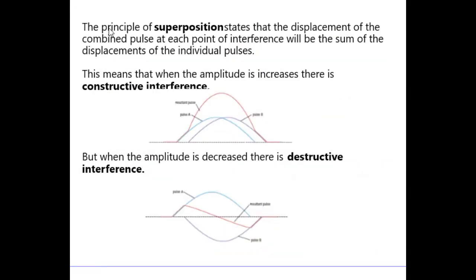So, the principle you need to know is something called superposition, which sounds really cool, superposition. But it states that the displacement of each combined pulse will be the sum of the displacements of the individual pulses. Basically, you're adding things together. If you have a blue and a purple pulse here, they're going to add and become this red pulse, right? Because really what's happening is this height right here and this height right here add to stay there, right? This height and this height add for there. This height adds for there. This height and this height add for there.